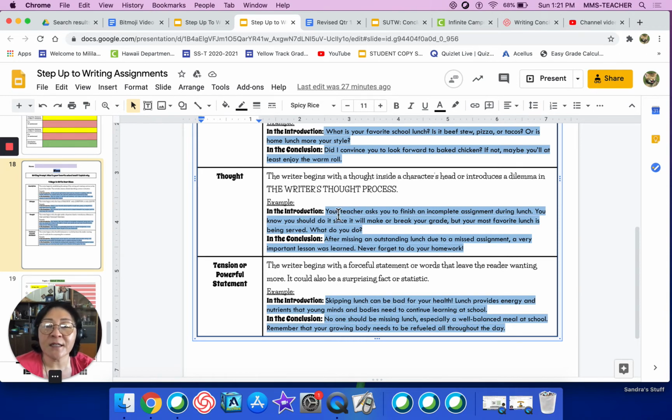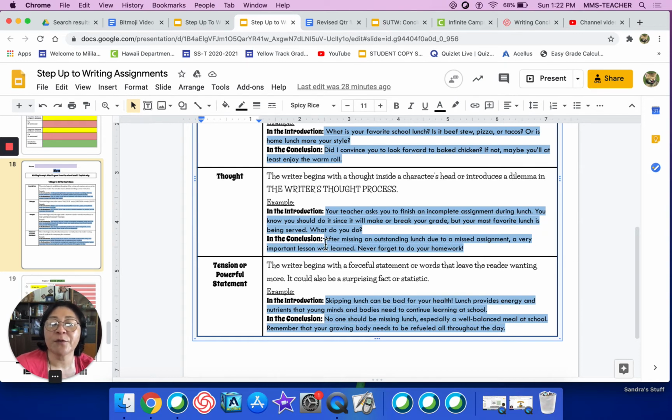So this is an example of a blue in the introduction. Okay. Your teacher asks you to finish an incomplete assignment during lunch. You know you should do it since it will make or break your grade. But your most favorite lunch is being served. What do you do? There's that thought. That's the blue, the hook.